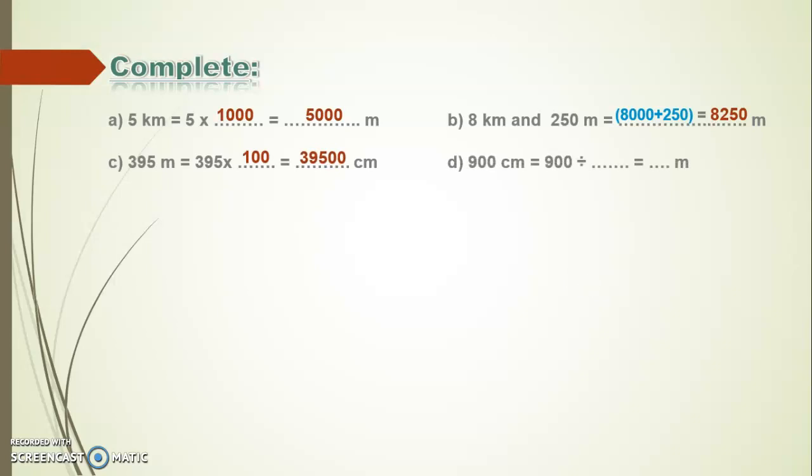900 centimeters equals 900 divided by dots equals dots meters. To convert from centimeter to meter, I divide by 100. So my answer is 9 meters.